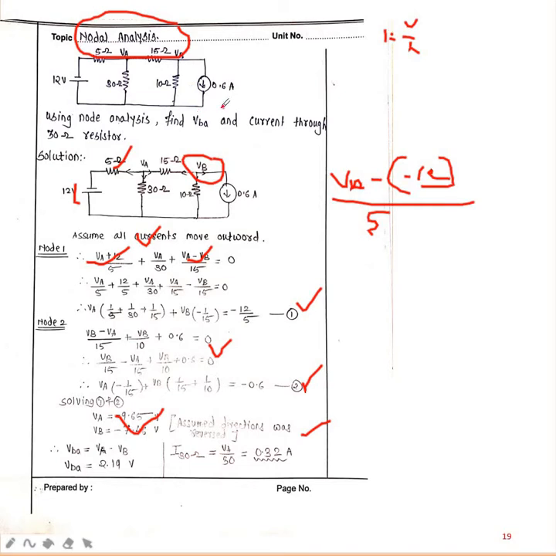Further, they are asking for VBA and the 30 ohm resistance. For the 30 ohm resistance, what is the current flow? Then I is equal to VA divided by 30. The VA value you have found, 9.65, then divided by 30, you will get the current value. Similarly, VA minus VB, substitute and subtract to get the answer VBA.